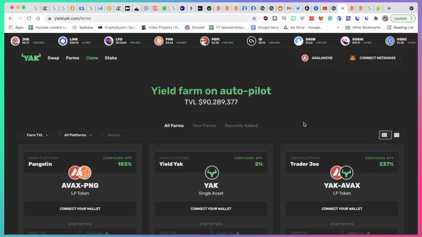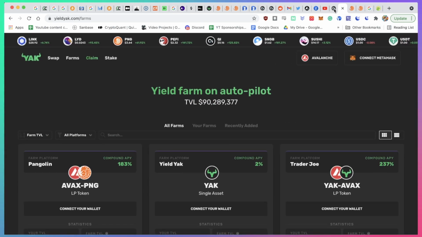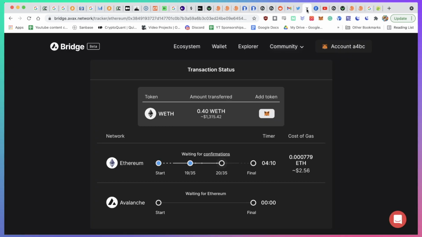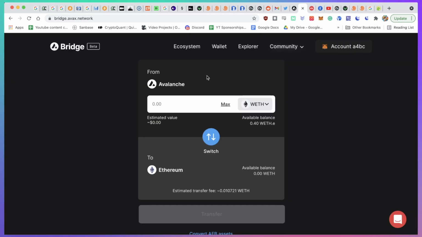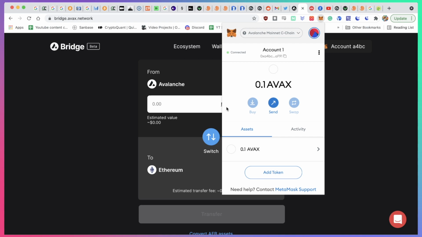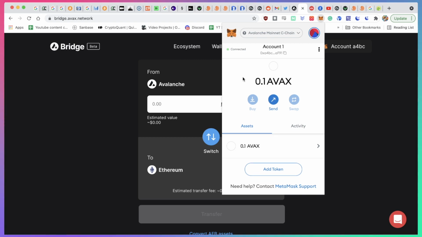All right, so let's now do some trades on Pangolin. I believe my ETH has transferred over. All right, perfect. My assets have bridged to the Avalanche ecosystem. The only thing that I think is a bit silly is that MetaMask doesn't always automatically see these new assets. So if I switch to the Avalanche mainnet C chain, I will see I got a little bit of Avax token, 0.1, but I cannot see my wrapped ETH.